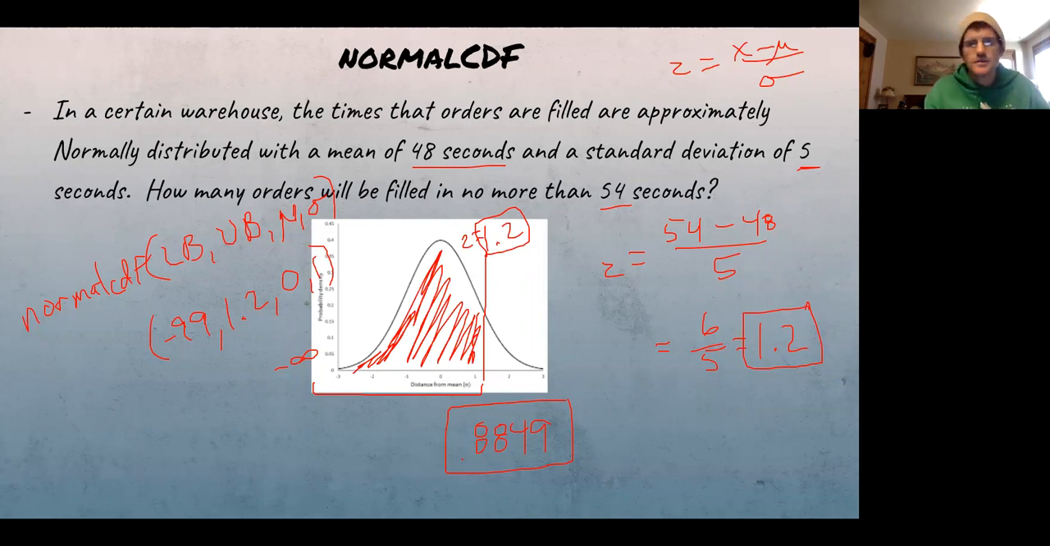Let's move ahead. We're going to do more of these. So if it's not completely clicking, hopefully with this right here, you can just keep doing the normal CDF and just remember that it's the same order. Lower bound, upper bound, then 0, 1 for your mean and standard deviation. Okay.